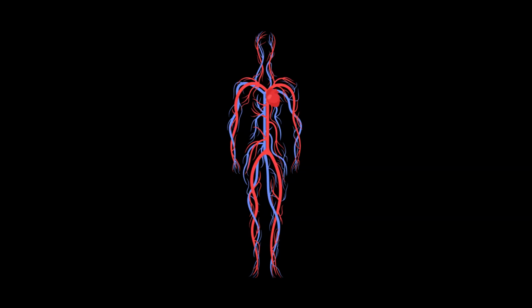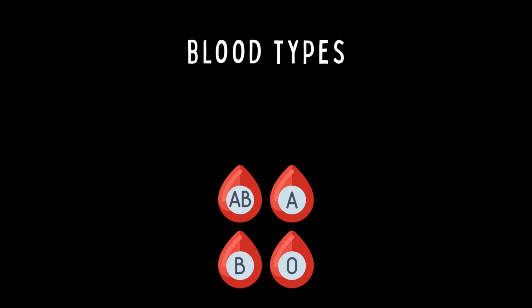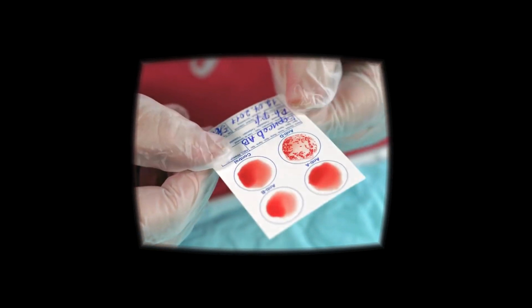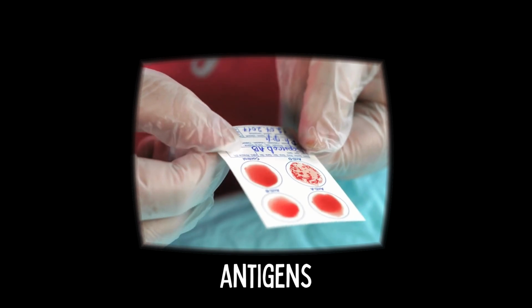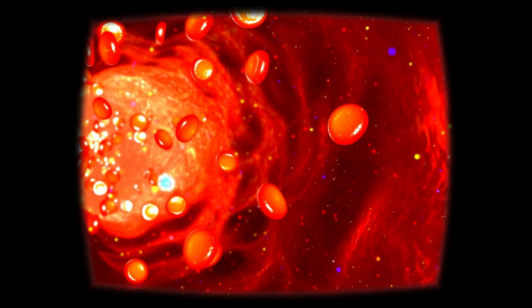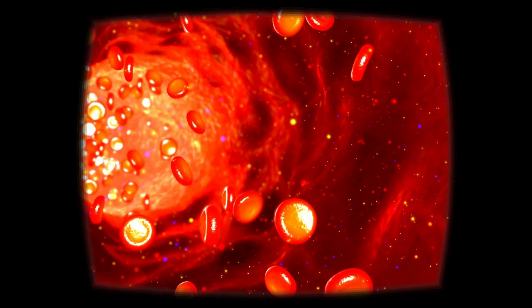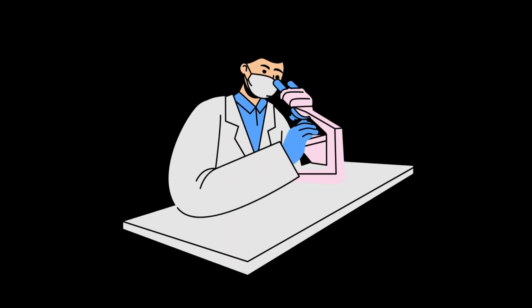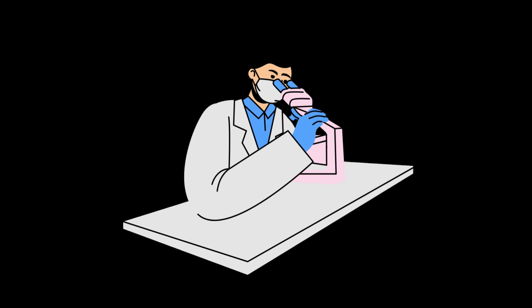Human blood is not all the same. In fact, there are four main blood types: A, B, AB, and O. These blood types are determined by specific proteins found on the surface of red blood cells called antigens. Antigens are like little ID cards that tell your body if the blood cells belong to you or if they're foreign. The most common system we use to classify blood types is the ABO system.